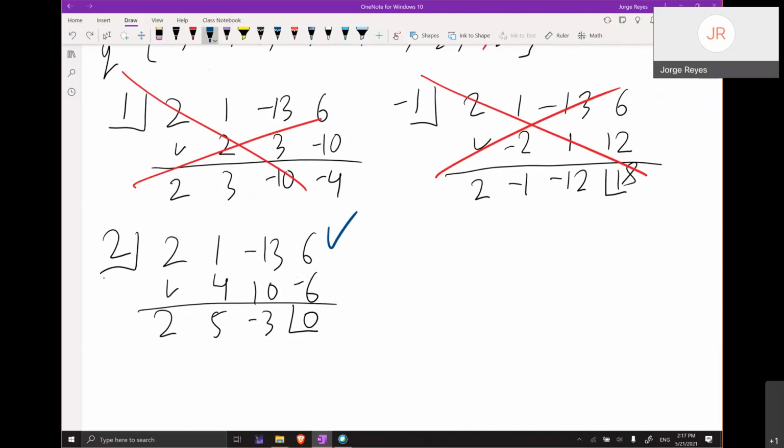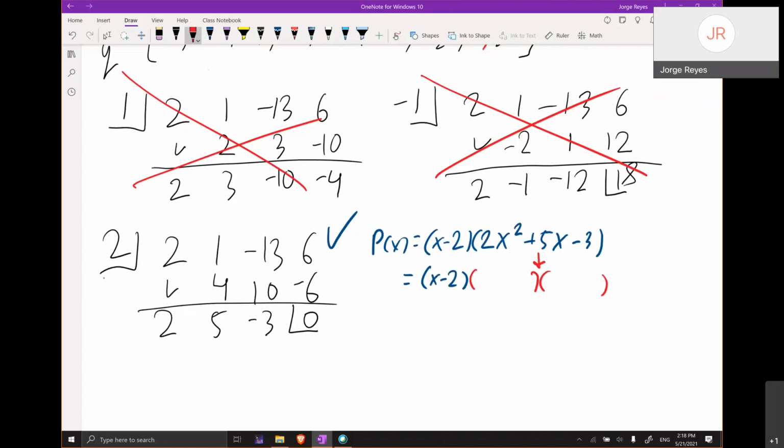But so P of x equals x minus 2, 2x squared plus 5x minus 3, okay? And then because I don't want to do rational roots theorem again, I'm just going to factor it. So this one's a little annoying to factor though. So 2x and x, and I want to get a negative 3, but a positive number. So I'm going to guess plus 3 minus 1. And let me check. Yes, okay. So, ta-da.